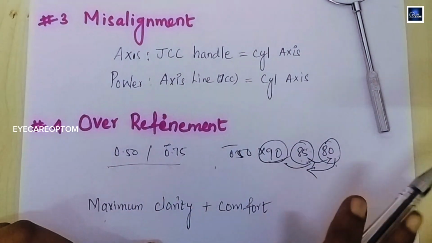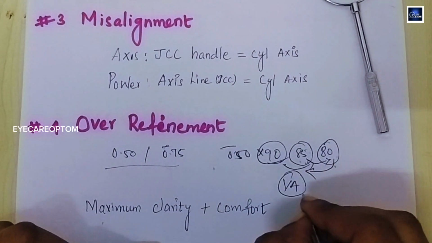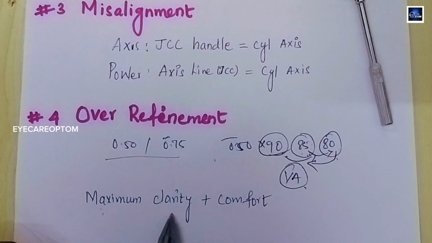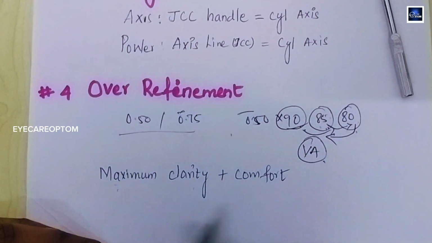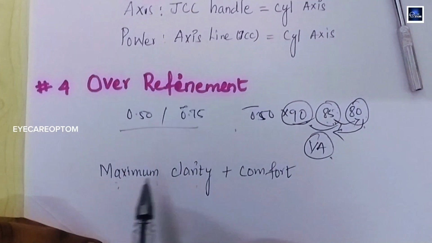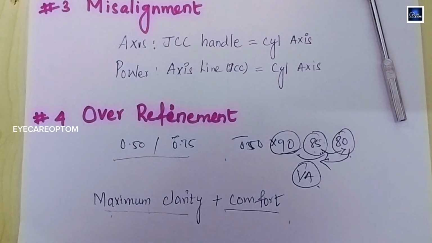In this situation, just stop your JCC and check your patient's visual acuity. Our goal is to reach maximum visual acuity with comfort. You don't need to over refine again and again. Once you achieve the maximum vision with comfort, you can move on to the next step.